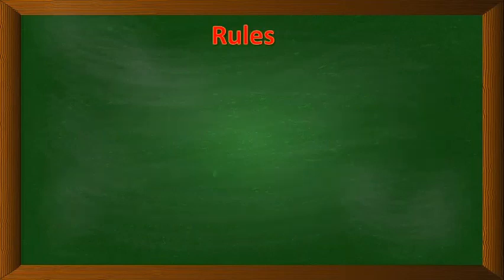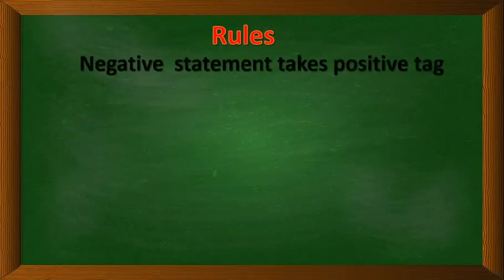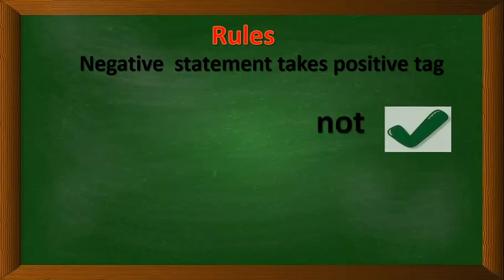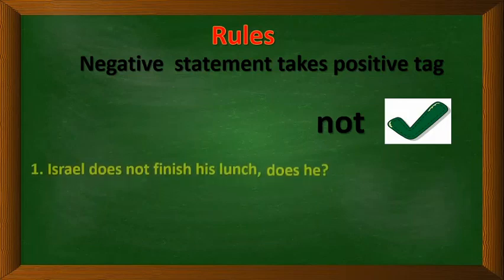Let's take another rule. In this rule, we are going to see what is meant by negative statement taking positive tag. You remember we said that negativity is determined by the presence of what? NOT, whether contracted or not contracted. So when we have a statement that takes NOT, then the tag should not have NOT, contracted or not contracted. Look at this example I'm trying to give you. The statement has what? Not. Yes. Look at the example.